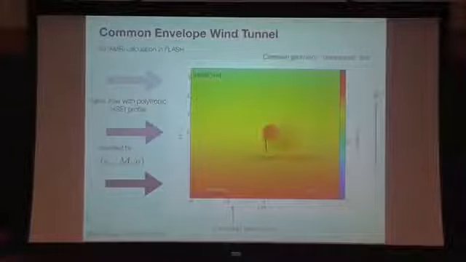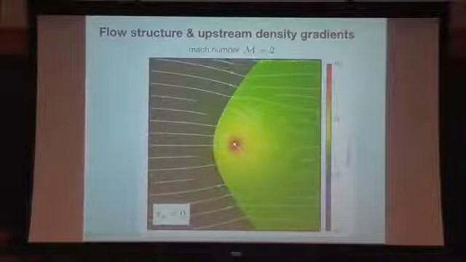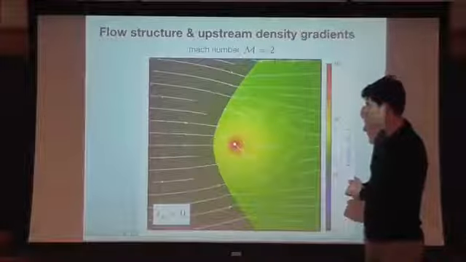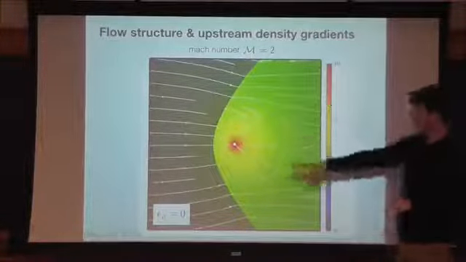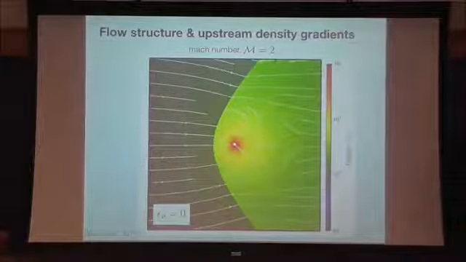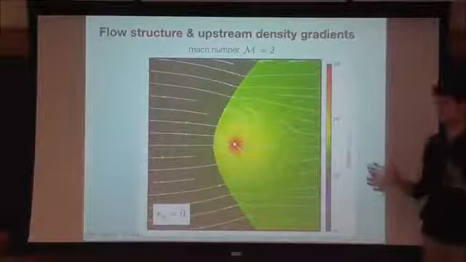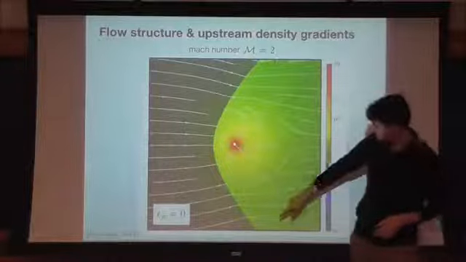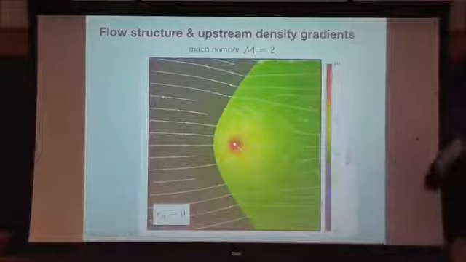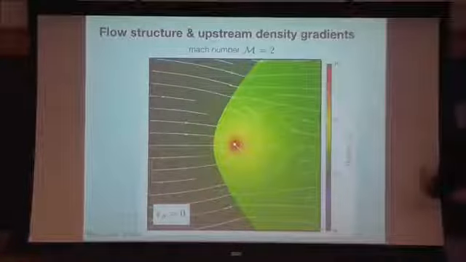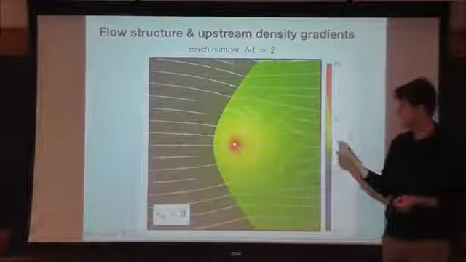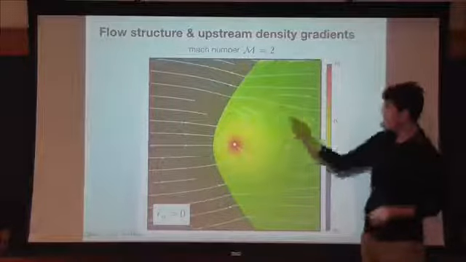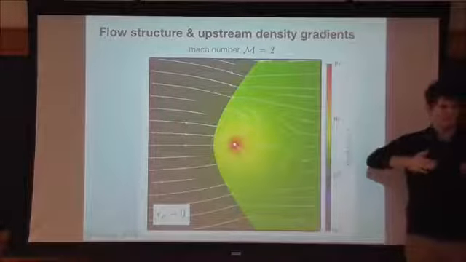Okay, let me show you something about the flow structure starting from here. What I have here is a case where there's no density gradient in the incoming flow. So this is your canonical Bondi-Hoyle-Littleton flow. This is a Mach number of 2, and what we see is this big bow shock, and the opening angle is set by the ratio of the sound speed to the velocity. Sound waves travel this way, and the velocity goes this way, and that sets the opening angle of this Mach cone.